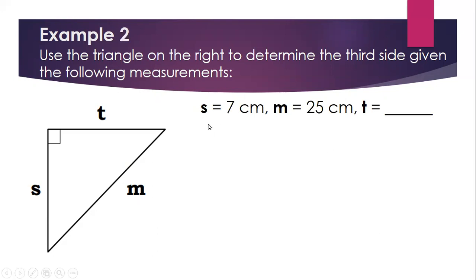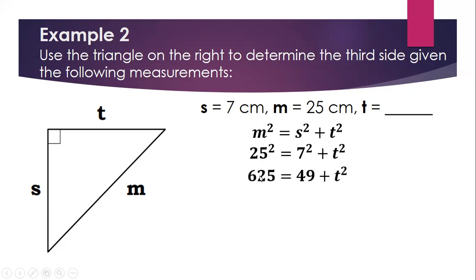Same variables again, and our given is S is equal to 7 centimeters, M is equal to 25 centimeters, and T is missing. So a leg is missing. So let's have our formula, M squared equals S squared plus T squared. Let's substitute the given. We have M is 25, so we have 25 squared is equal to 7 squared plus T squared. 25 squared is equal to 625 and 7 squared is equal to 49, plus T squared.